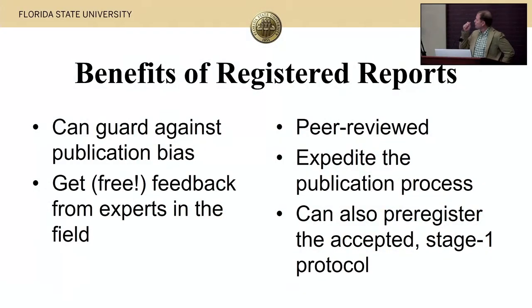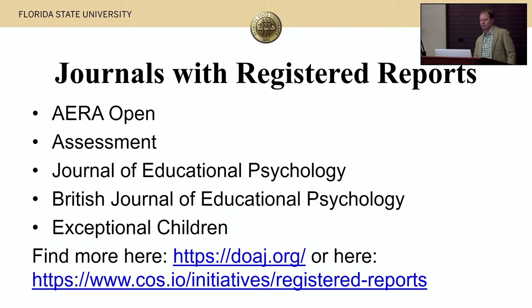I've talked about this already, but you also can pre-register if you want to do both. You can pre-register the stage one plan, because you haven't collected your data yet and you haven't done your data analysis, so you can still pre-register at that point. And actually, if you're going to go the route of a registered report, I would recommend waiting, if you can, on the pre-registration until you've made it through that peer review process. Otherwise, you'll likely be revising your pre-registration.